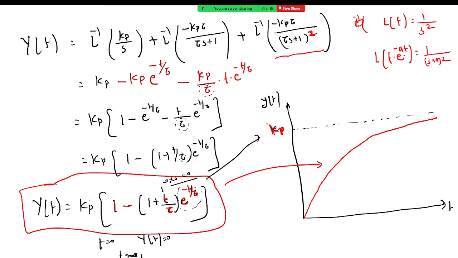This is Kp. But if the step input has a magnitude of M, what will be there? Here you only have to multiply with M. That's it. Here a unit step input was there, that's why 1 multiplied with Kp. But if there is a step input of magnitude M, then 1 will be replaced by M. No difference will be there. Are you getting it? So this was the critically damped system.